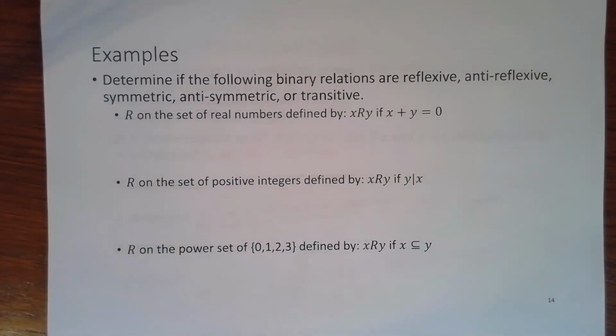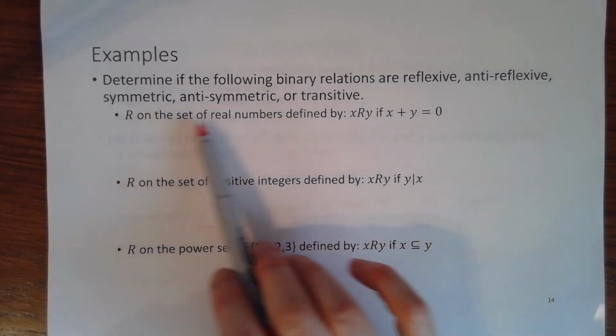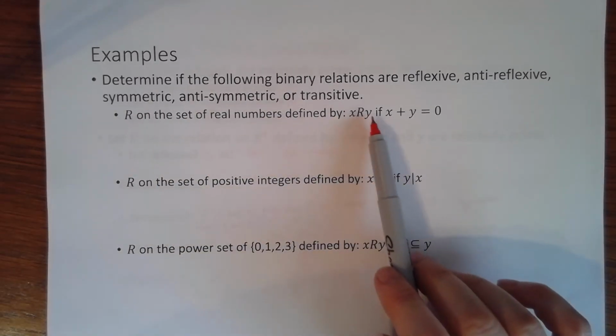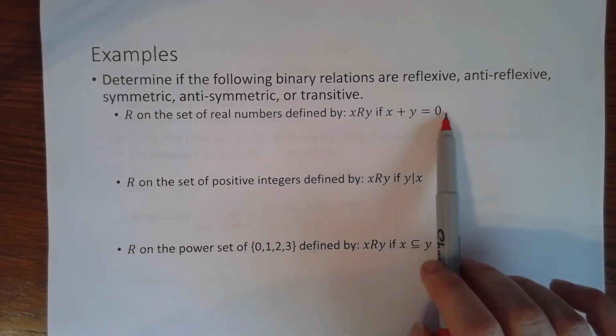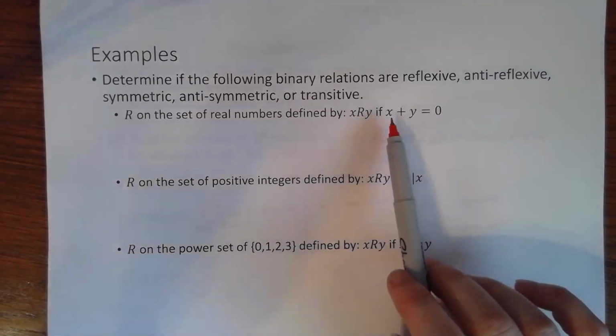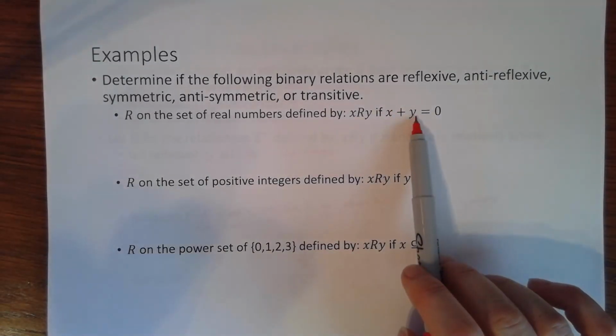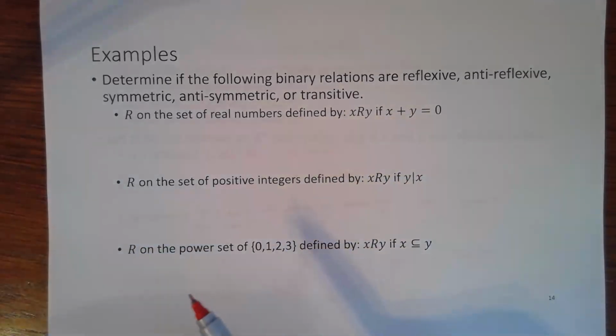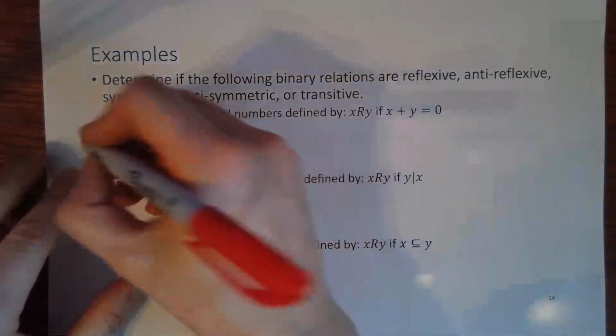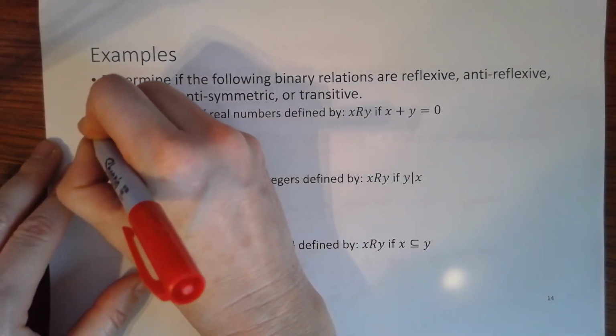Alright, so we've got a relation that's defined on the set of real numbers. x is related to y if the sum of the two numbers is 0. For example, -2 and +2 would be related because their sum is 0. Okay, so the question, is it reflexive?